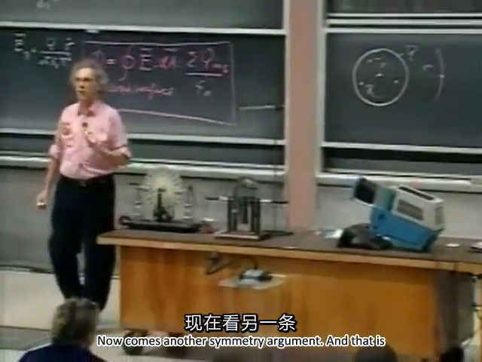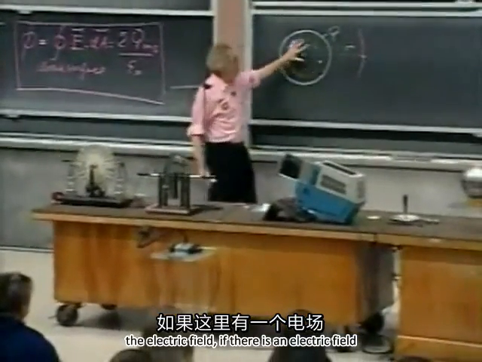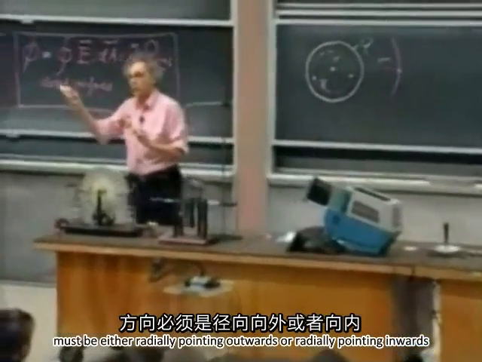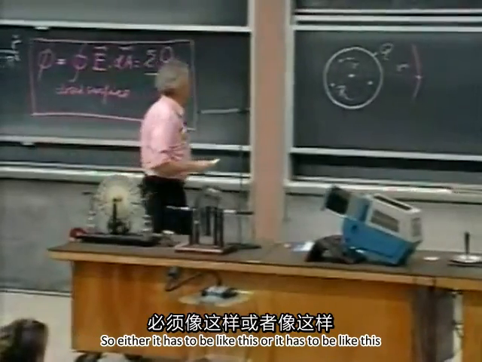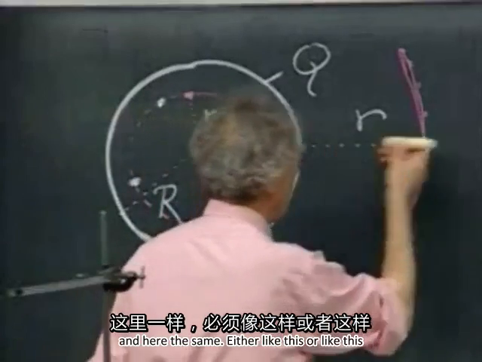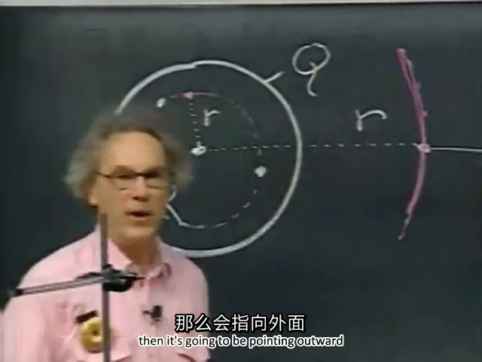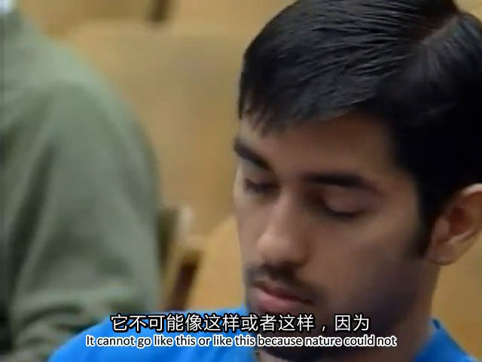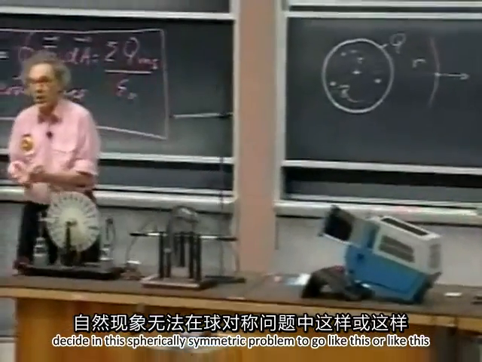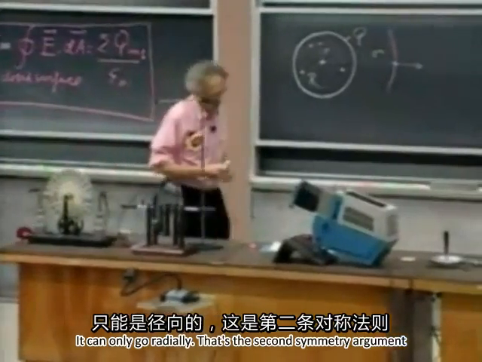Now comes another symmetry argument, and that is the electric field, if there is an electric field, must be either radially pointing outwards or radially pointing inwards. So either it has to be like this, or it has to be like this, and here the same, either like this or like this, because we already know if this is a positive charge, that it's going to be pointing outwards. It cannot go like this or like this, because nature could not decide in this spherically symmetric problem to go like this or like this. It can only go radially. That's the second symmetry argument.